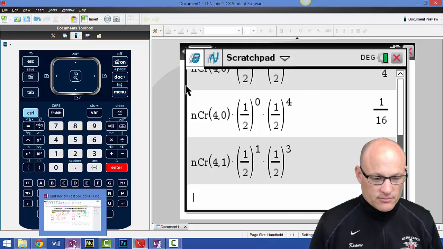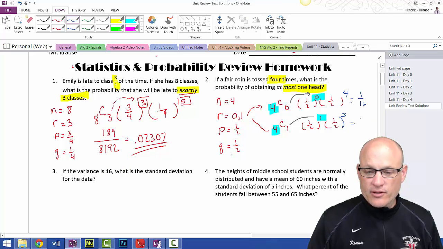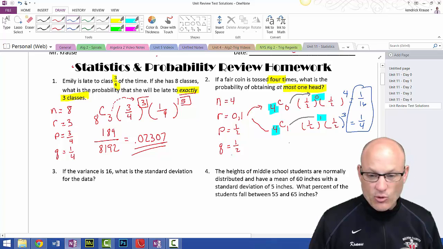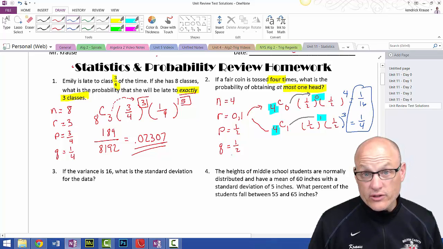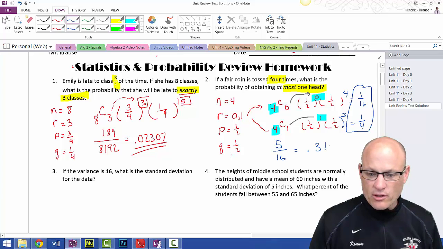So this is 1/16, and this is 1/4. 1/4 is really 4/16. And if I add the 1/16, I get 5/16. And if you get the decimal, it's 0.3125.